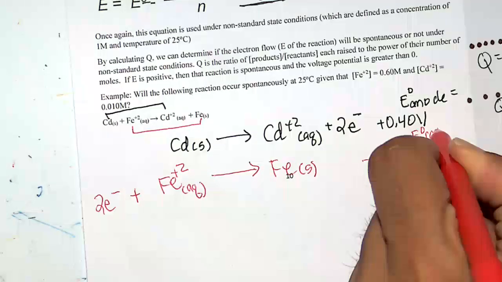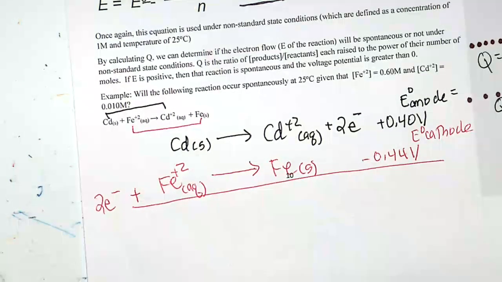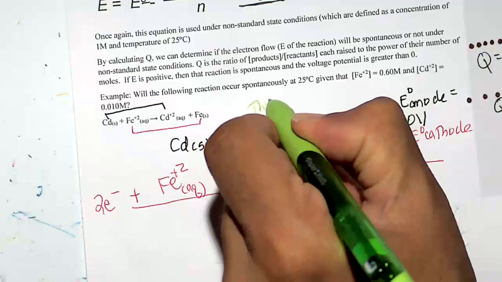This is the cathode, right? All right. How many electrons are being transferred? This is a 2-electron transfer reaction.